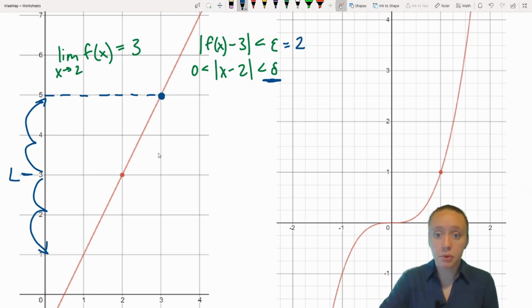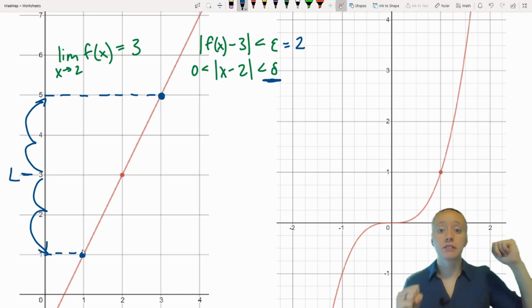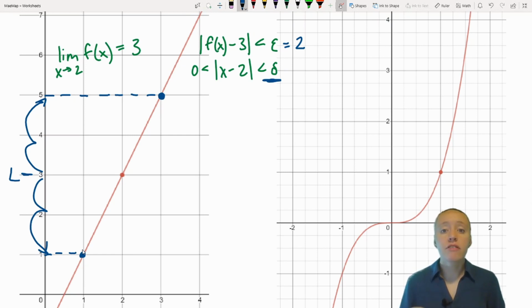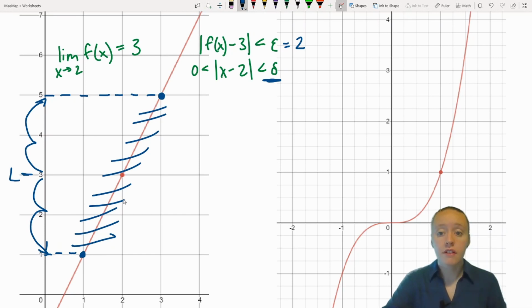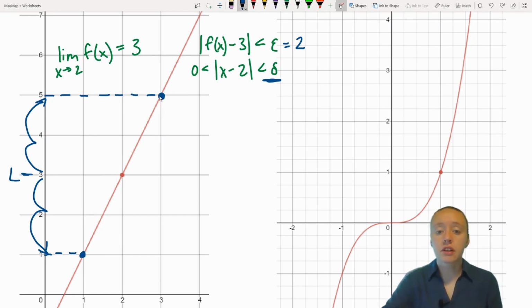So I'm intersecting at this point here when I go up 2, and I'm intersecting at this point here when I go down 2. So those 2 points I've just marked are when epsilon is equal to 2, when f of x minus 3 is equal to 2. Now we're saying that we're always less than that, so we're looking at all of those values in there. So if those points are associated with that epsilon value of 2, I can use them to find my delta value because every point has an x, y coordinate.